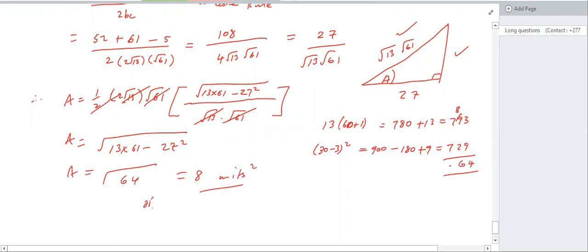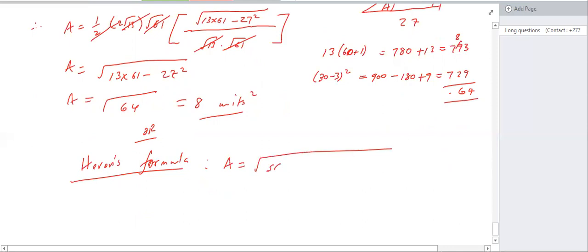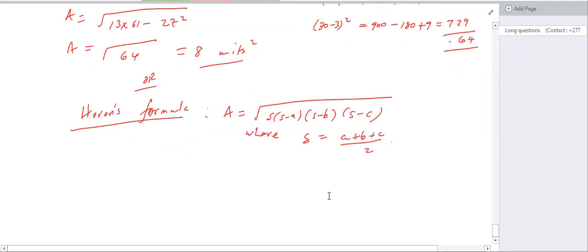Or an alternative method would be to use Heron's formula. So what's Heron's formula? Heron's formula says A is equal to square root of S into S minus A, S minus B into S minus C, where S is equal to A plus B plus C all over 2. Now let us go and modify this formula.